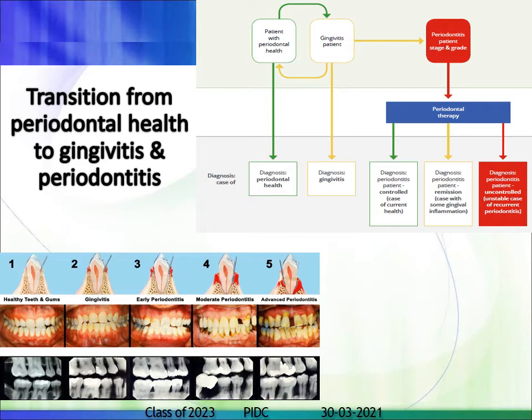But if he does not come back to his normal position, or does not maintain it well, then he goes into the red zone, wherein the periodontitis patient has an uncontrollable or unstable case of recurrent periodontitis.